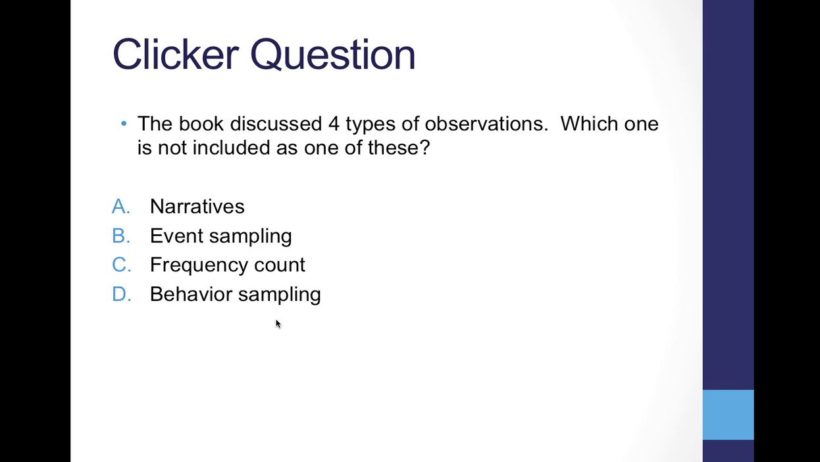The book discusses 4 types of observation. Which one is not included as one of these? So narratives, event sampling, frequency count, or behavior sampling. One of these 4 types of observation, which one is not included in the book for Chapter 4?